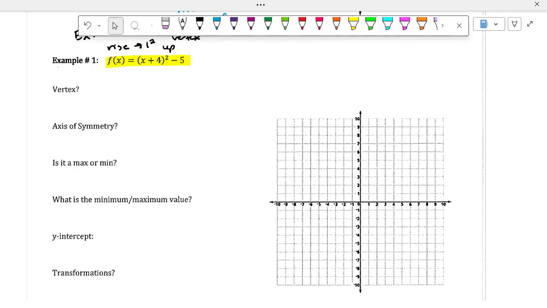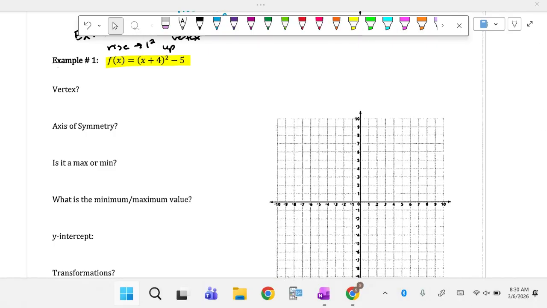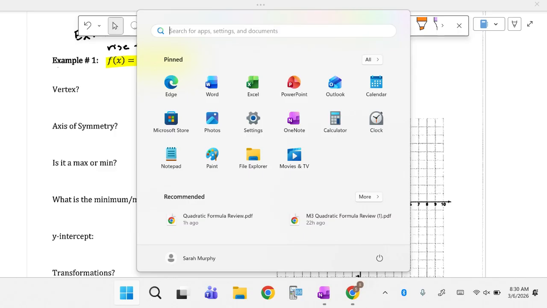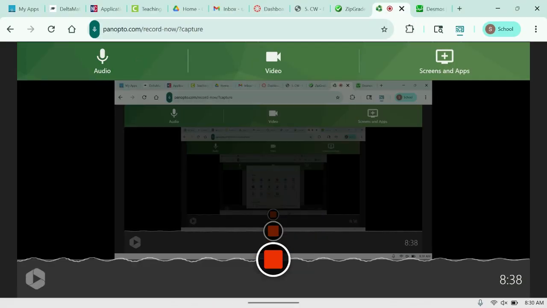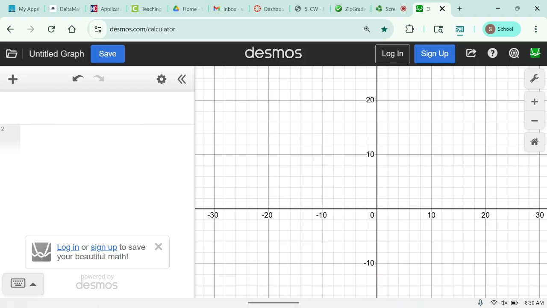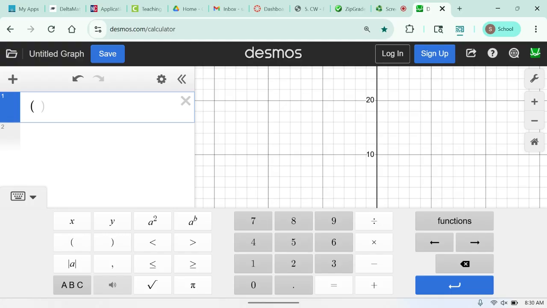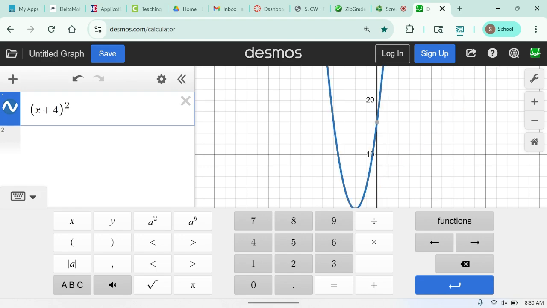So you're graphing that function in Desmos. You don't need to graph it on your paper just yet. I just want you to find the key features from Desmos. By the way, if you need help in the graphing department, you can look up here. So you do the parenthesis, x plus 4, close that parenthesis, then square it, and then plus 5.